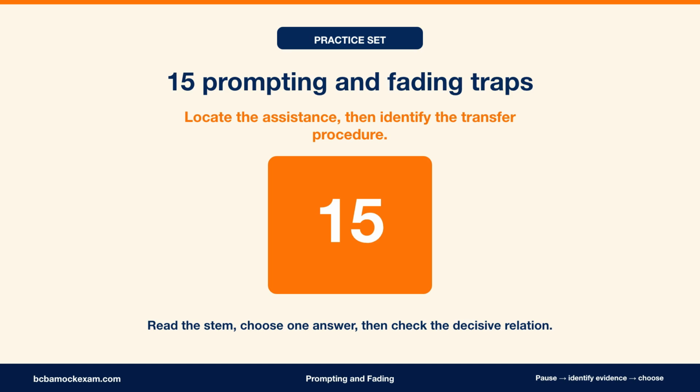First, locate the assistance. Does it alter the antecedent task stimulus, or directly tell, model, or guide the response? Then identify what is reduced, moved through a hierarchy, or delayed. Several components may appear in the same trial, so answer the exact classification the stem requests. Make a choice before the next page contrasts all 4 options.